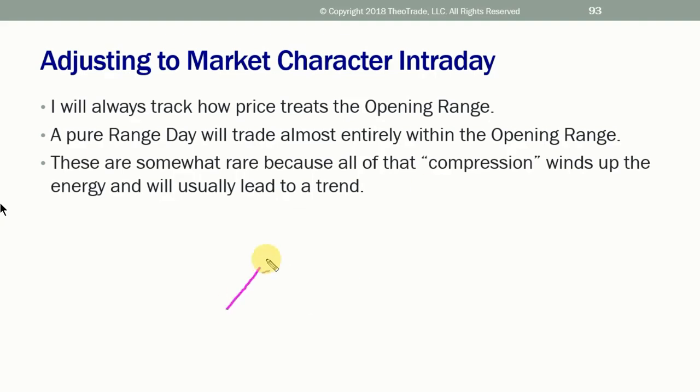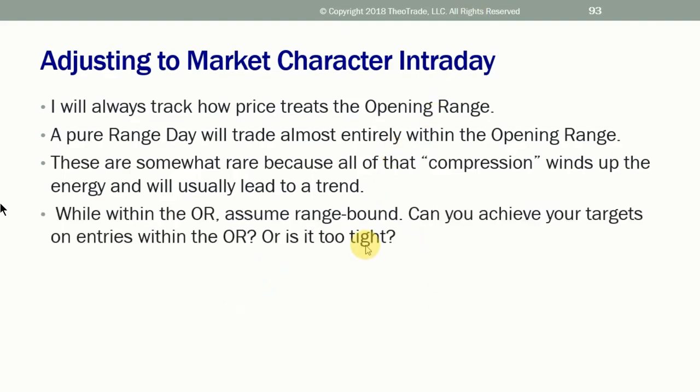Think of this. When you see a range day like this, just compression, think of a spring being wound up tighter and tighter and tighter until it won't stay in your hand anymore. This is typically where we see the next big trend coming out of there. So range days like this almost always lead to the next trend, and they don't always wait for the entire day to do that. So while it's within the opening range, assume that it's range bound.